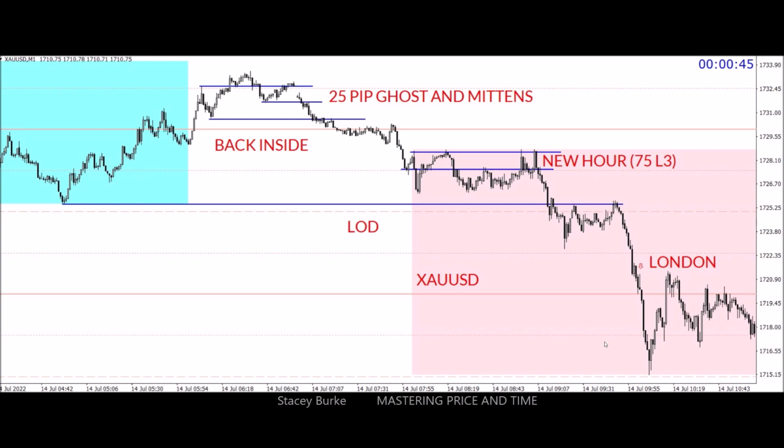So hopefully you got value from that today, traders. Master price and time, 100 pip boxes, the timings, the pattern of the trend, understand what you're looking for, execute your best trading setups, and may the markets go with you.